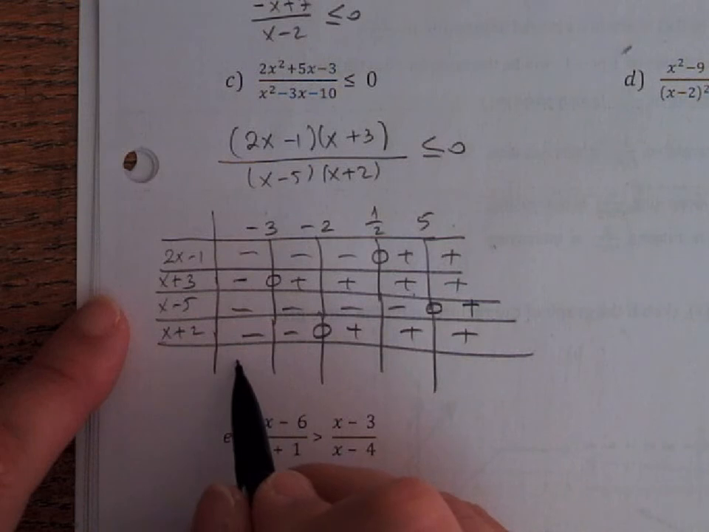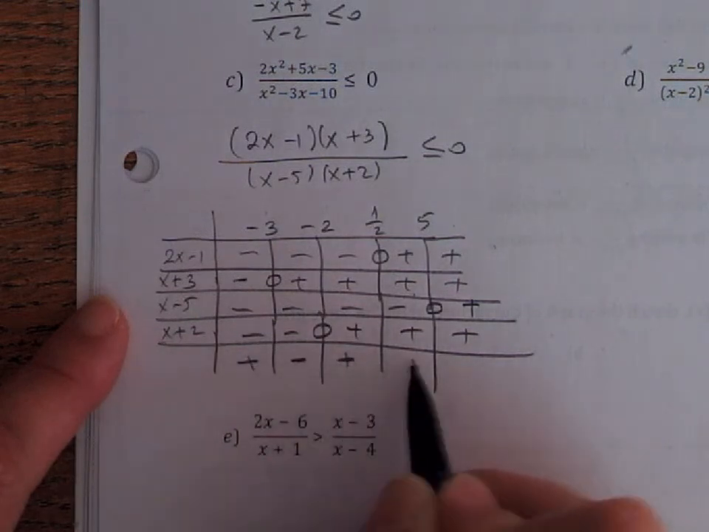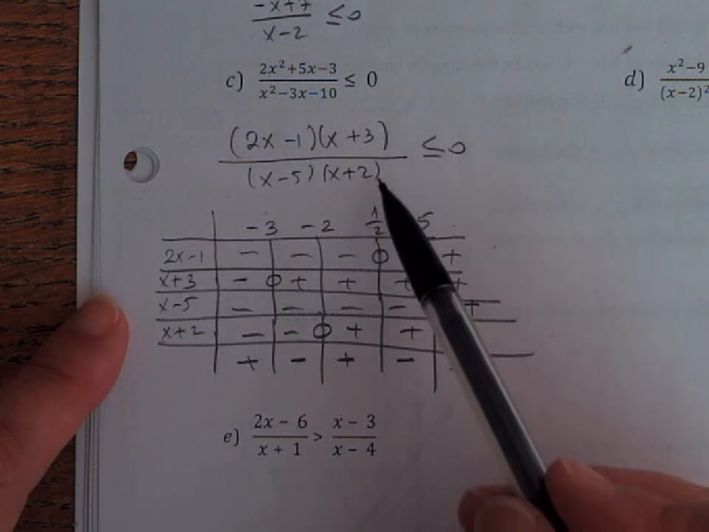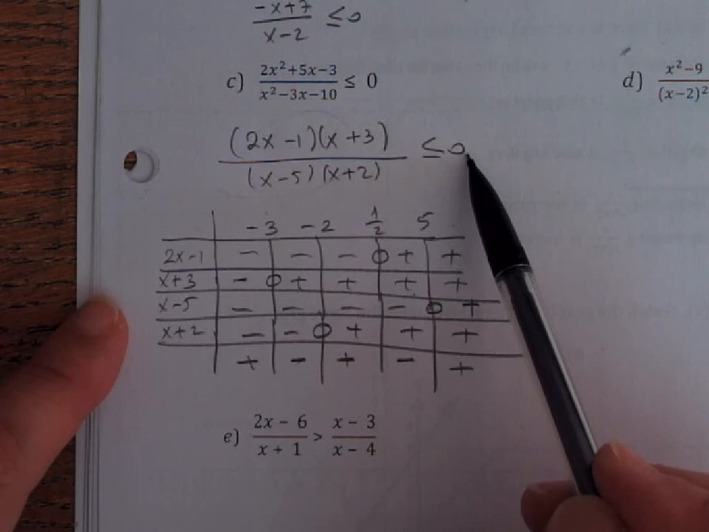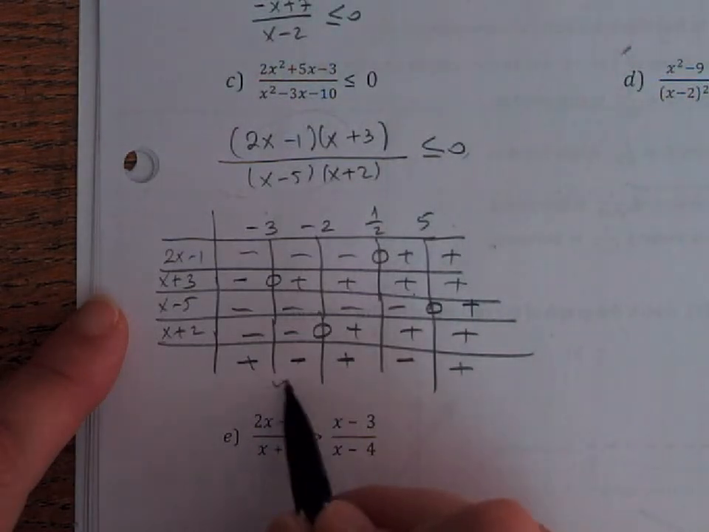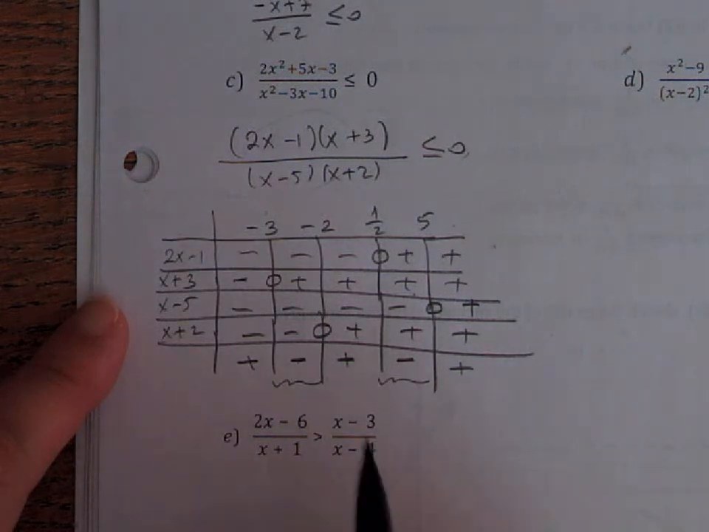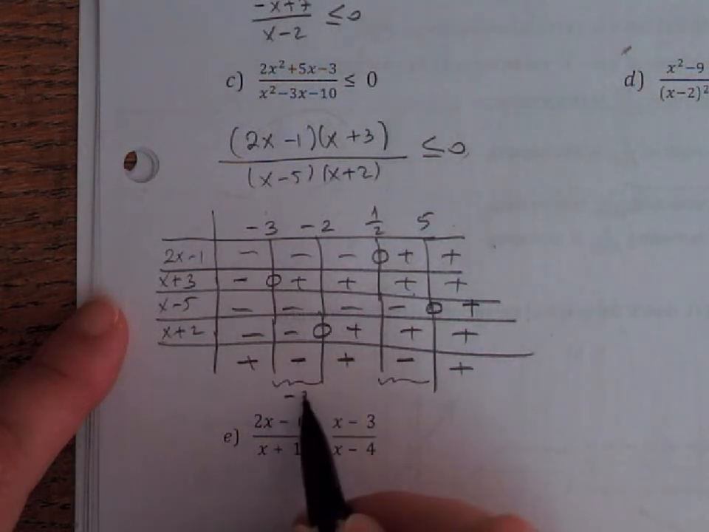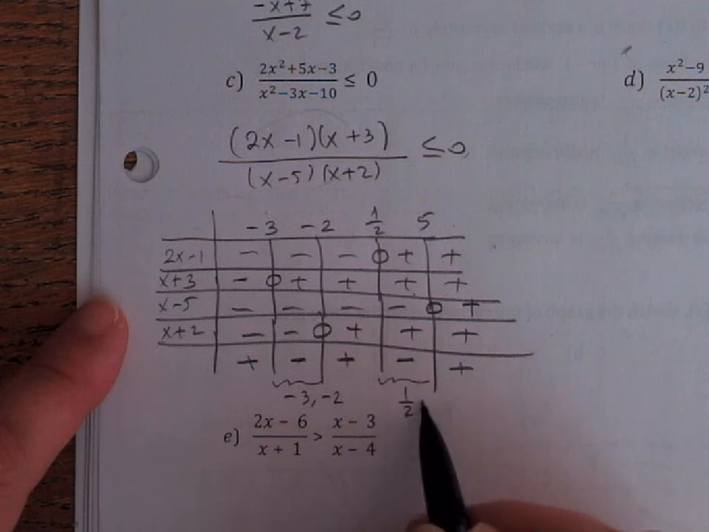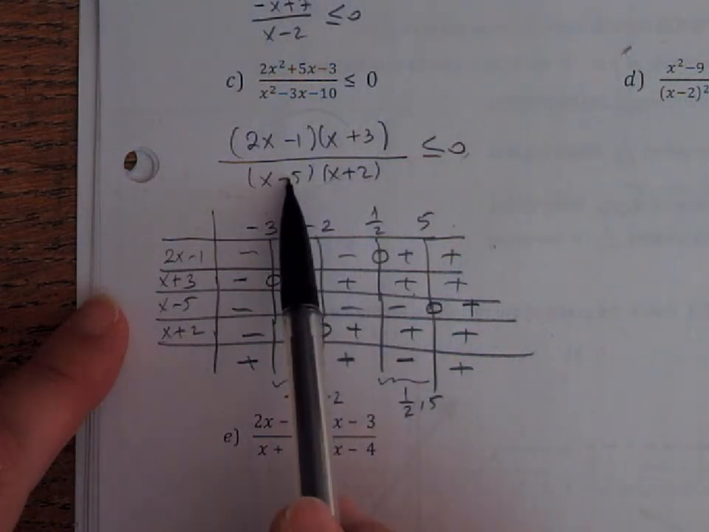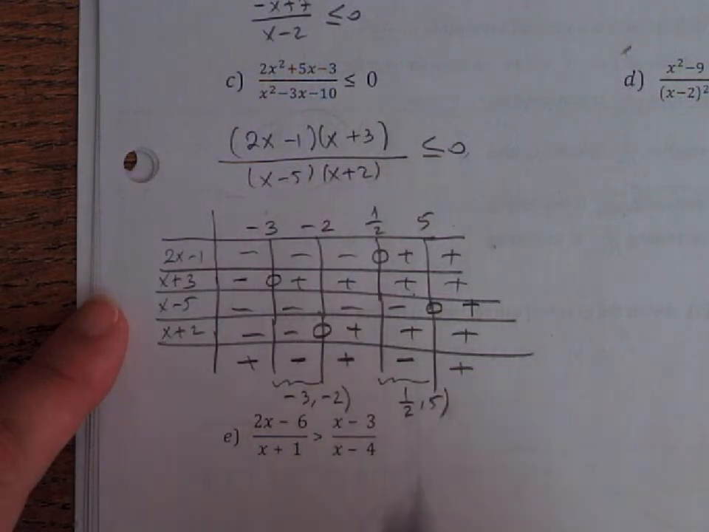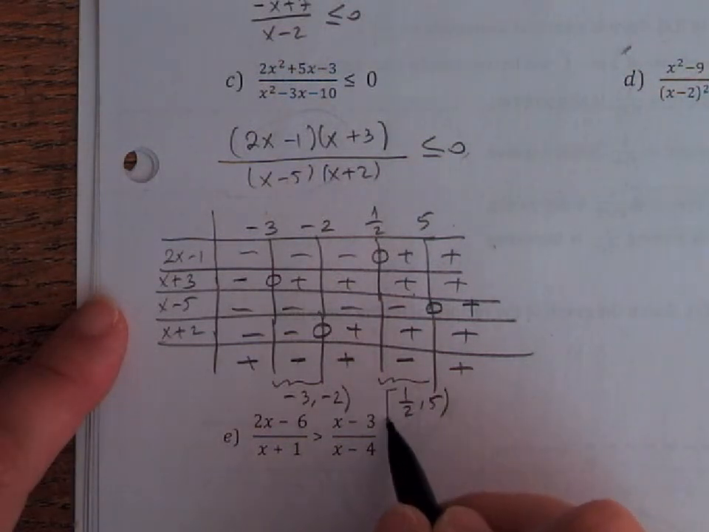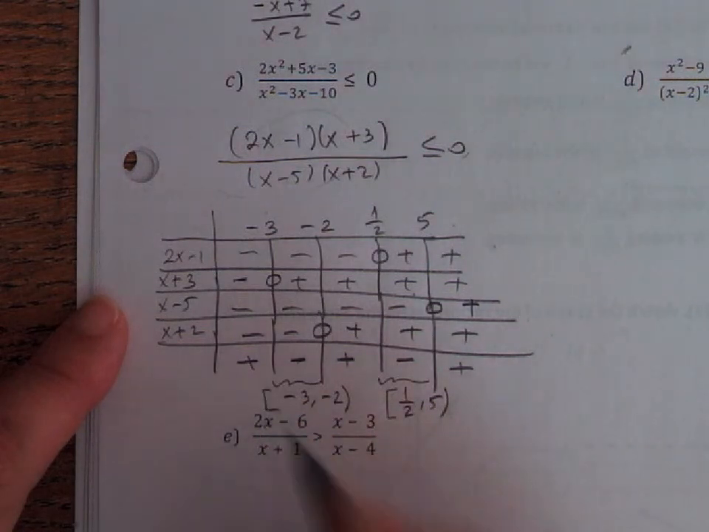Okay, so now what do we get? Positive, negative, positive, negative, positive. So what do we need? We want this expression to be again negative or 0. So we have these intervals. So from negative 3 to negative 2, from 1 over 2 to 5. So check the restrictions, 5 and negative 2. So you should not be taking 5 and negative 2, okay? But others, like 1 over 2 can be taken, so square bracket. Negative 3 can be taken, so square bracket.